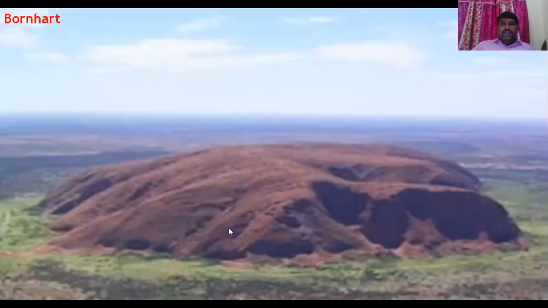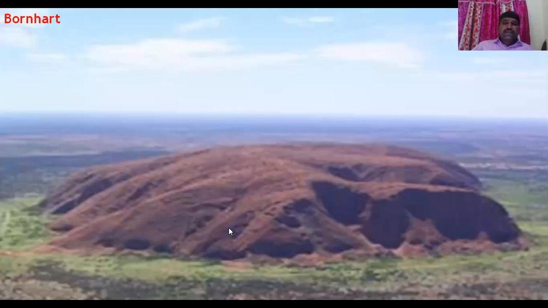Next is Bornhardt. It is named after W. Bornhardt, the German geomorphologist who first coined the term engelberg. Bornhardts are distinct steep-sided and dome-shaped hills. Unlike tors, they are composed of relatively unjointed rock except for large curved surface joints.